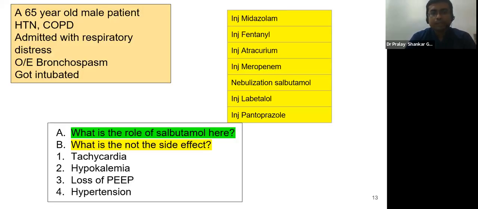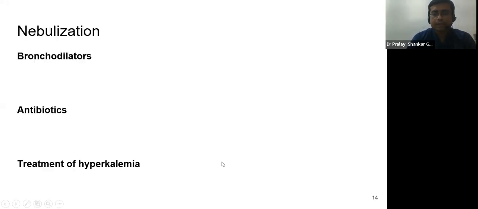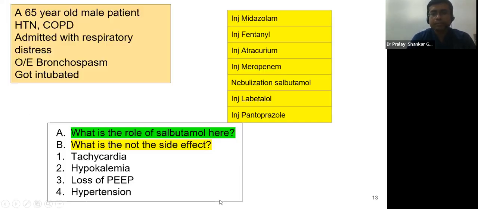So my next question is, what is the role of salbutamol? We know that the patient is having bronchospasm. That's why we are giving nebulization, salbutamol. So my question is, what is not the side effect of salbutamol? Can I expect some answers here? What is not the side effect of salbutamol? You are giving salbutamol to one of your patients. Which one is least likely to develop? Tachycardia, hypokalemia, loss of PEEP, and hypertension.